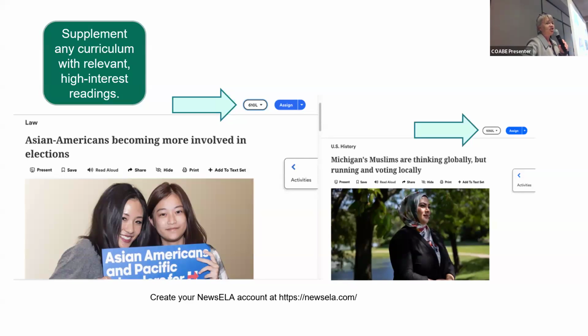My idea here is to choose topics that would be relevant. Let's say it's in November and you're talking about elections. Here we have, this is from Newsela, Asian Americans becoming more involved in elections is one reading. Michigan Muslims are thinking globally but running and voting locally. And of course, then you can change the Lexile levels of those. So learners can choose a text depending on their interests, right? And you can then level those texts.